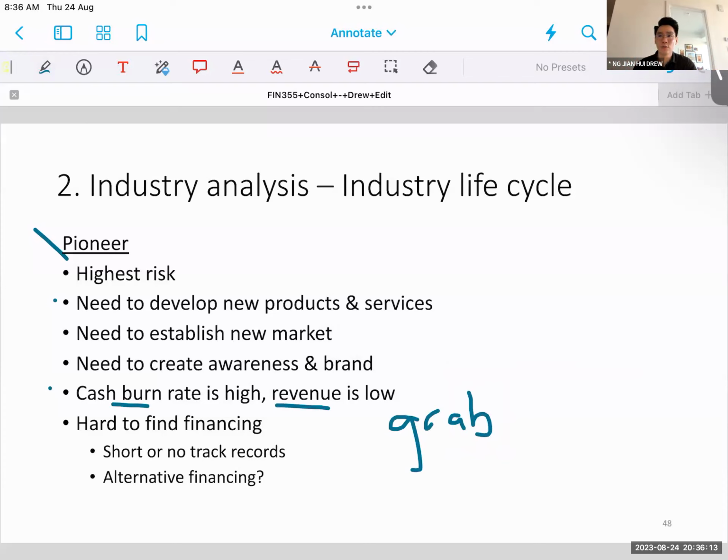I don't really follow the economics of Grab, but the last I heard, they were still not making profit, but maybe now they are making profit. I'm not too sure. Maybe some of you know and can share. But yeah, so Grab is kind of in the pioneering stage as well. Hard to find financing and very short or no track record.